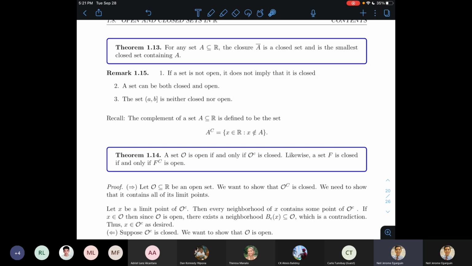A classic example is closed and open sets. Pag hindi siya open, hindi ibig sabihin na closed siya. And kung hindi siya closed, hindi ibig sabihin siya ay open. Because remark number 2 tells us that a set can be both open and closed. And remark 3 tells us that a set can neither be closed nor open. So itong half open, half closed interval AB, hindi siya closed at hindi rin siya open.